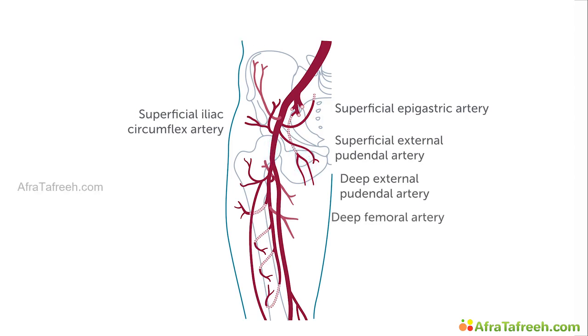As we cross the inguinal ligament, we enter the femoral triangle, where the profunda femoris artery originates from the posterolateral aspect of the common femoral artery, which we see just over here. After which the common femoral artery has now become the superficial femoral artery.